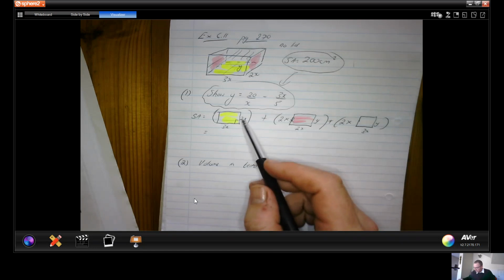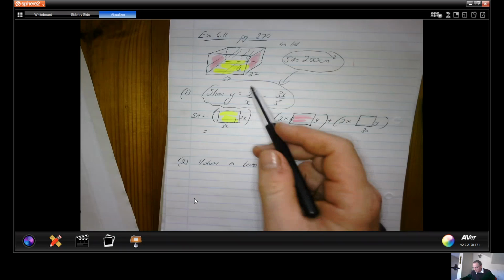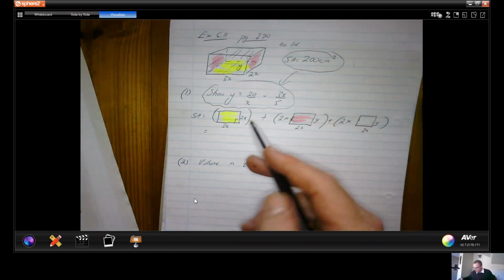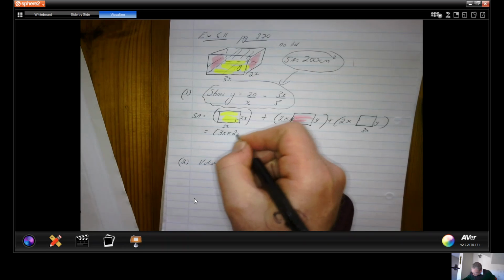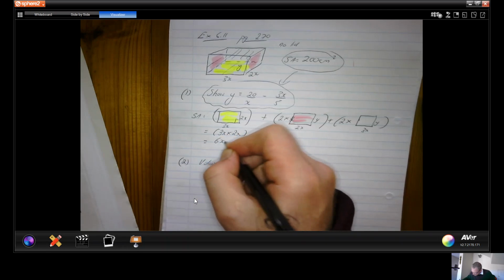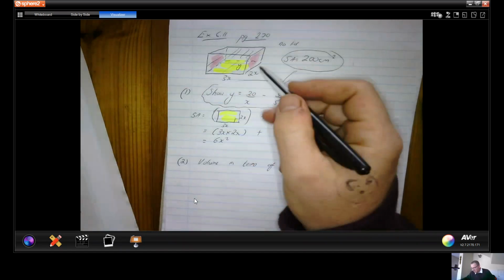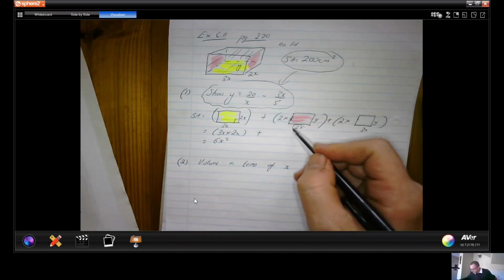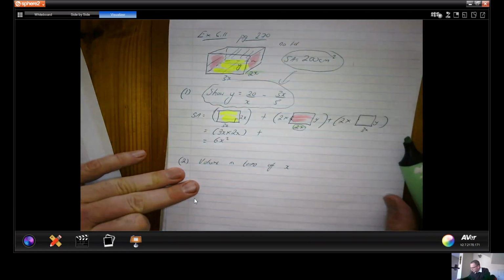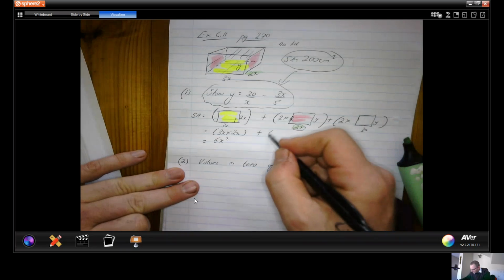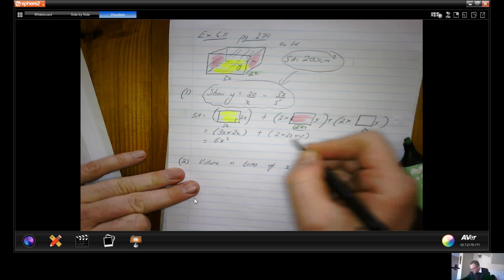So your surface area: you've only got one of these at the bottom because there's no lid. If there were a lid, you would have two of those. The one at the bottom is 3x times 2x, and the area of a rectangle is length times breadth, so that's 6x squared. Plus, you've got two of these on the side. The dimensions of the one on the side are 2x and a height of y, so I've got 2 times 2x times y.